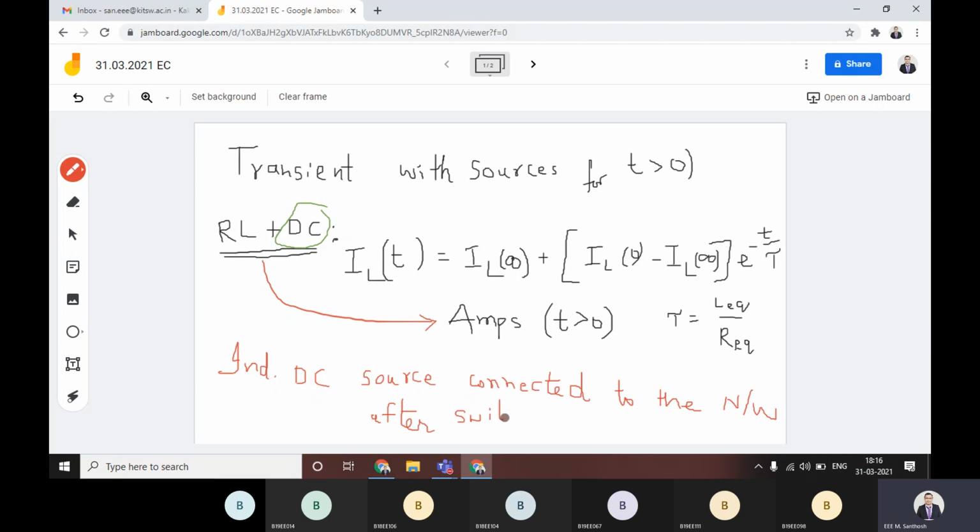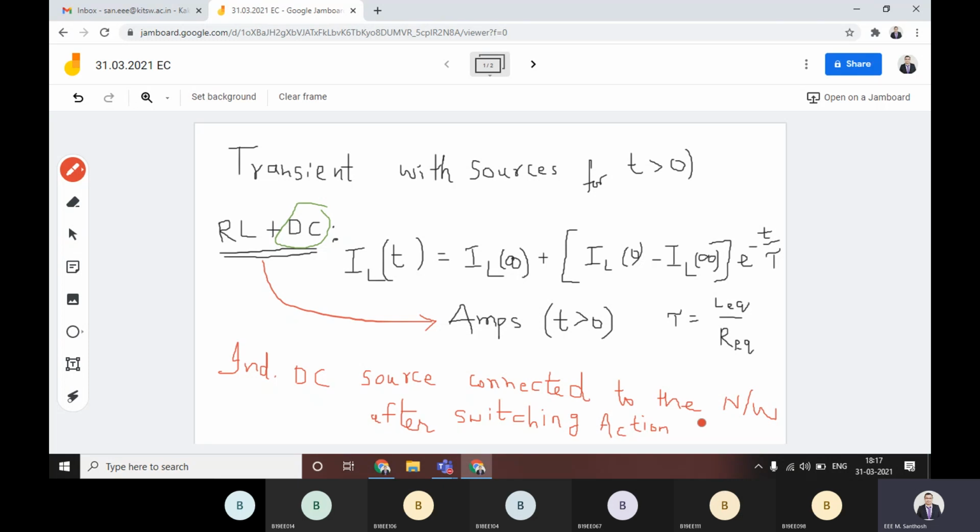Okay. In the previous source-free case, first the source is connected. Whenever the switching action is taking place means source is disconnecting. That is the difference you have to understand from these two. That is the main difference. And based on that only we are calculating all the values. Is that clear? You have any doubt with this?